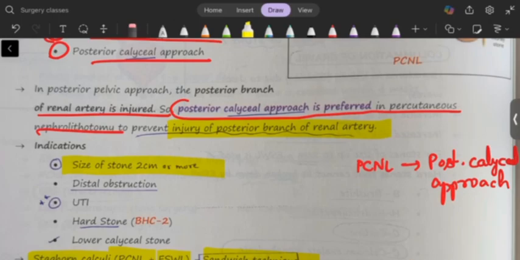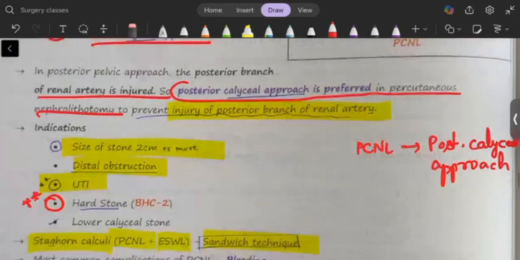If there is a distal obstruction, again just like I said, there will be a gravel appearance. So in order to avoid that, we will go for PCNL. Again, UTI is a complication of ESWL. So if there is UTI, we will go for PCNL. Whatever was lacking via ESWL, all of that is an indication for PCNL. If there is a hard stone, we can't break it using ESWL, we will go for PCNL. If there is a lower calyceal stone, we will go for PCNL.